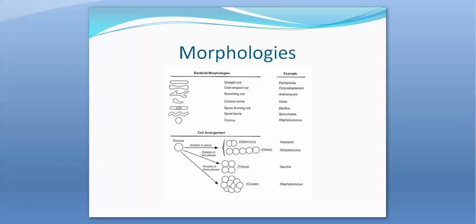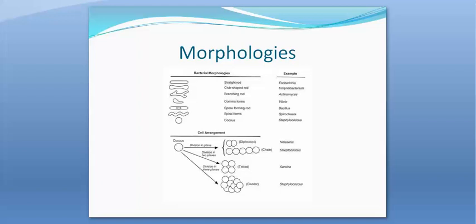Here we have a summary of morphologies and cellular or cell arrangements. We have the three main characteristic morphologies: the straight rod, the coccus, and the spiral forms. And we also have a subcategory of the comma forms. The remainder of morphologies are typically known as pleomorphic.